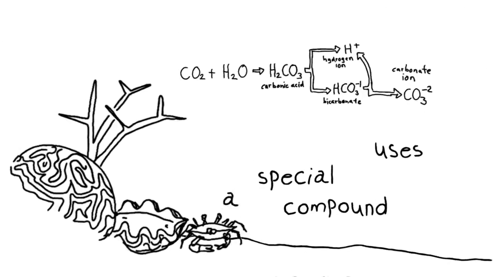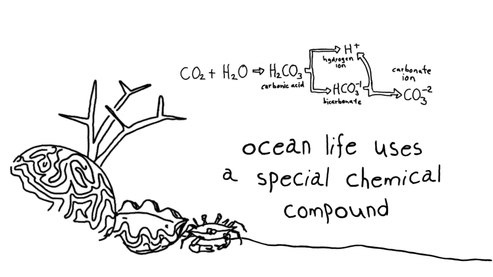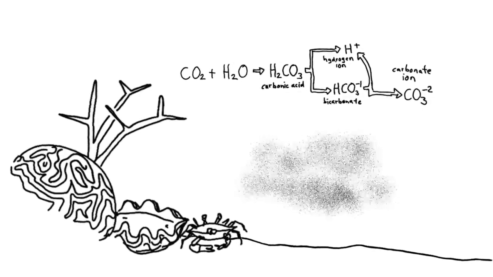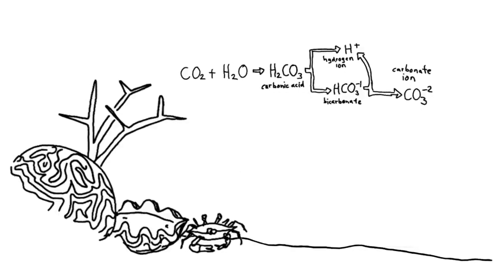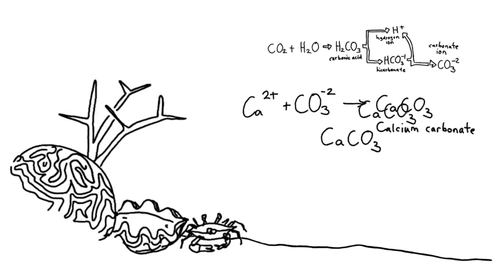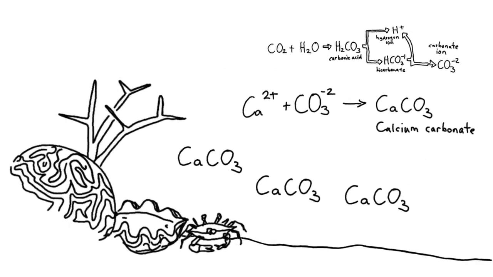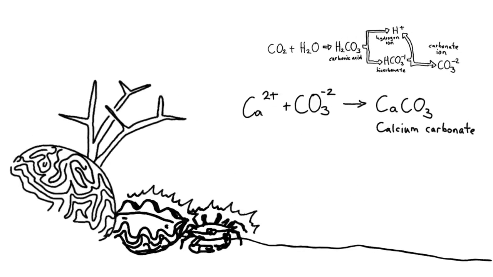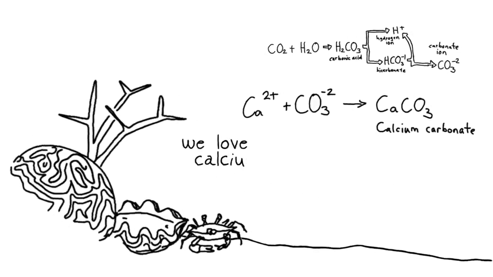Many organisms that live in the ocean use a very special building material, calcium carbonate, which is dissolved in seawater. And it's made by this reaction. Add calcium atoms to carbonate ions, and you make calcium carbonate, a material that goes into the skeletons of organisms that live in the sea, such as corals and mollusks and crabs. They're very dependent on calcium carbonate.